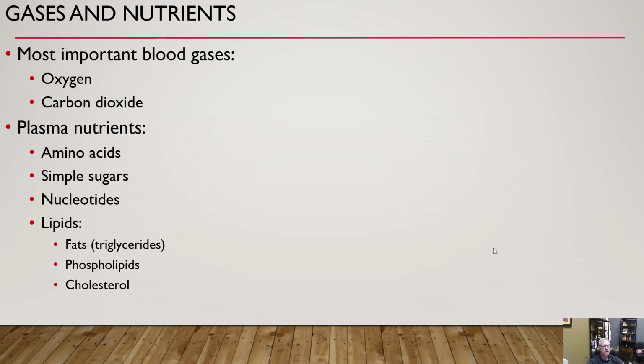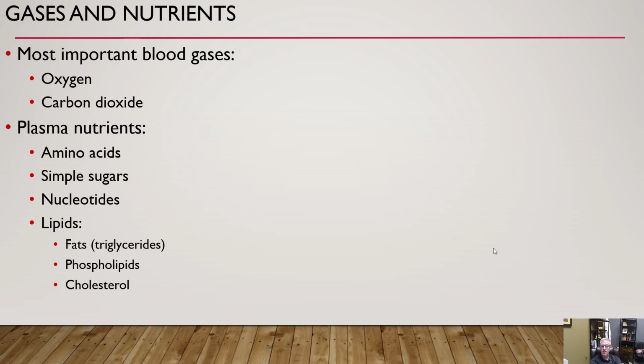All right, so we know oxygen, carbon dioxide. We also have nitrogen in there as well. Plasma nutrients: amino acids, simple sugars, nucleotides, lipids are transported in the blood. Even though I said nitrogen, it's also dissolved in the bloodstream, but it really has no physiological function. All right, plasma. Remember, plasma carries glucose from the small intestine to the liver, where it can be stored as glycogen or it can be converted to fat.